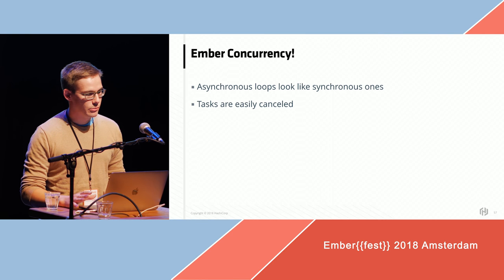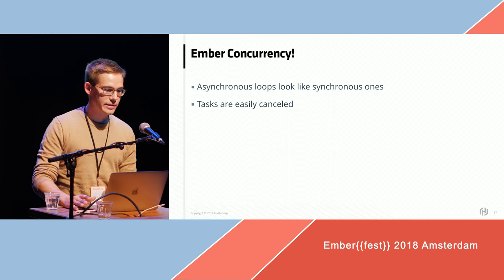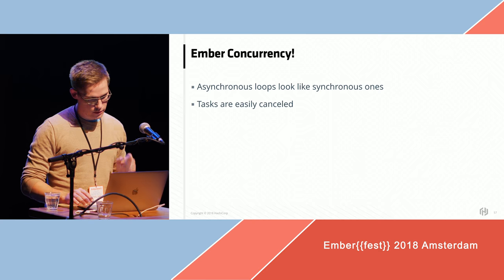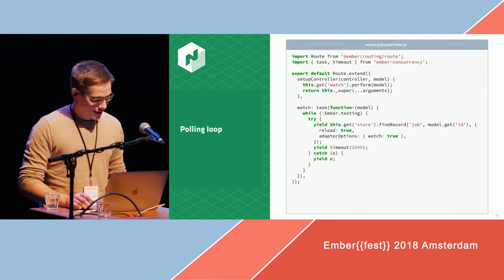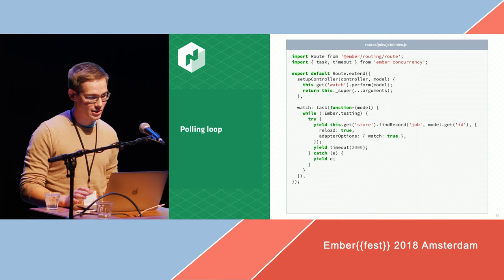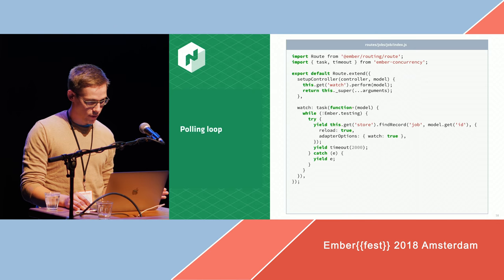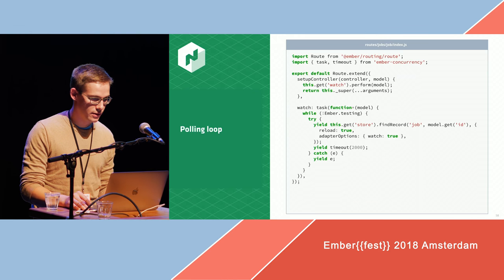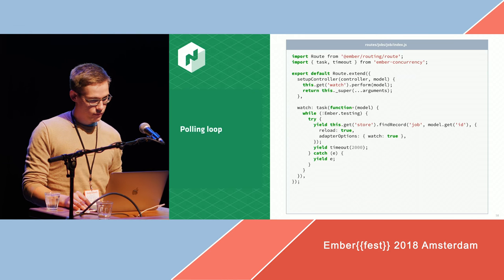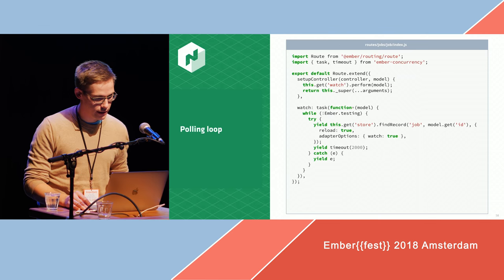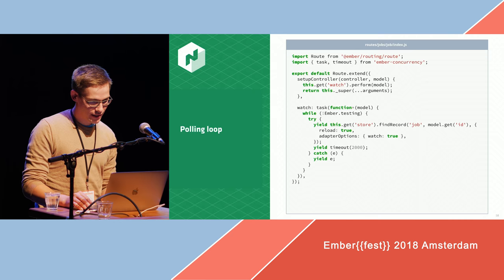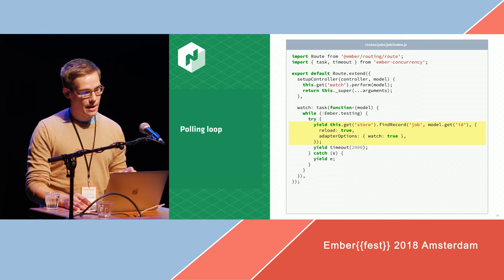Ember Concurrency is super awesome and lets us write asynchronous loops that look just like synchronous ones. And tasks are easily canceled, which is just foreshadowing for now. So let's look at what a polling loop looks like. Here is a route. Inside, we have the setupController hook, which performs this task. And the task itself is doing some stuff. It's basically another infinite loop, but it doesn't run in testing for reasons I'm not going to get into. And inside of that loop, we're going to attempt to find a record with our adapter option.